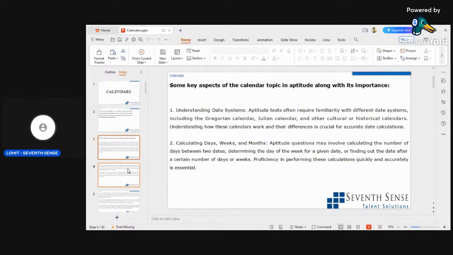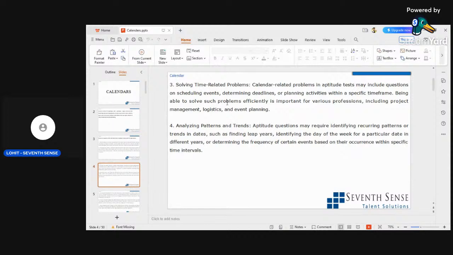These are the basic things to understand about the calendar topic. Understanding the date system, because there are so many types of calendars. There is not only a single calendar. We have the Hindu calendar, historic calendars, cultural calendars, the Julian calendar, the Gregorian calendar. So we have different kinds of calendars. We generally use a calendar to calculate dates, weeks, and months.